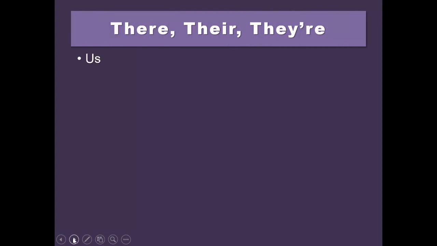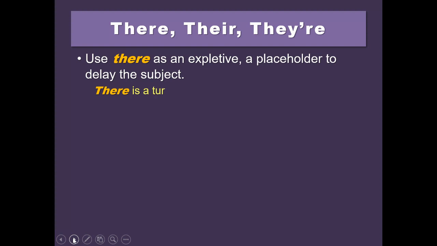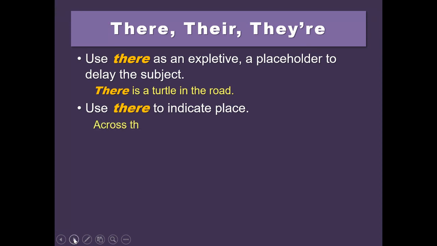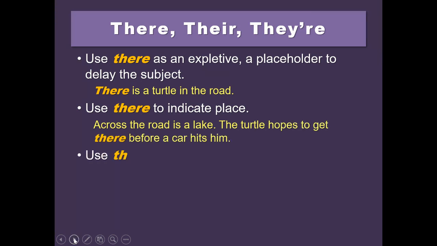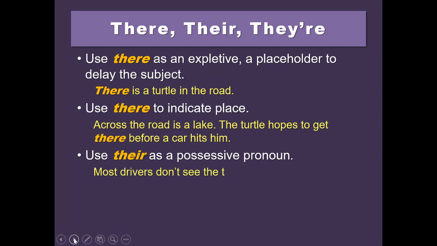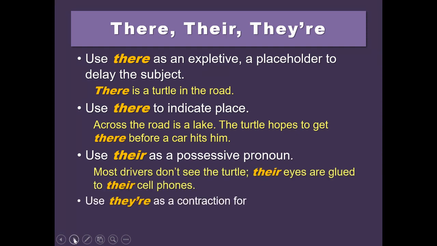Okay, and then let's look at there, and there. Really focus on this, especially if you are one of those students who has a tendency to always want to use our first type of there, THERE. Remember, that indicates place or location. All right, across the road is the lake. The turtle hopes to get there before the car hits him. The other there, THEIR, the one that most of the time in your writing you're probably wanting to use, is the possessive form. So make this distinction in your writing.